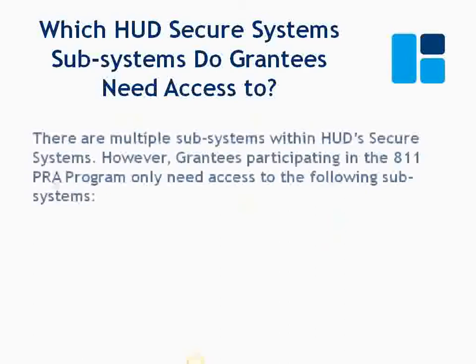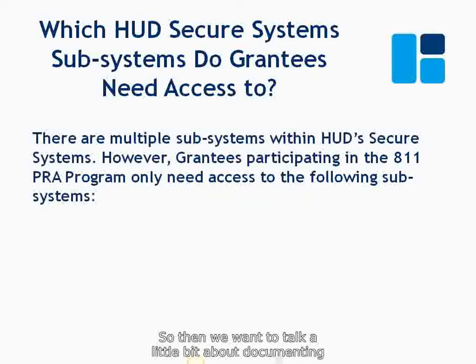Okay. So then we want to talk a little bit about documenting the execution of your new RAC. If you want to follow along on the grantee guide, I'm on page 5 of that guide. Every time you need to request a new RAC, you're going to do that through the PRA Contracts email address at the HUD office, and there's a specific form to request a new RAC.